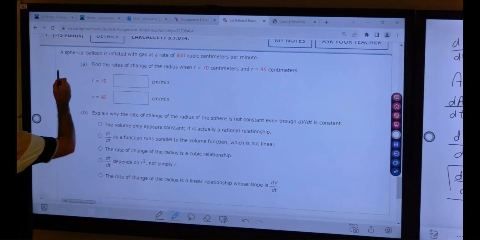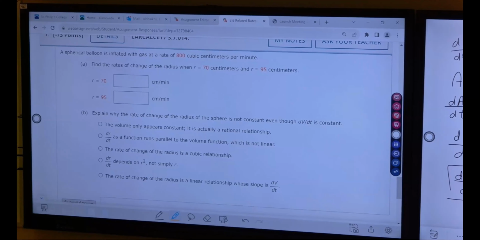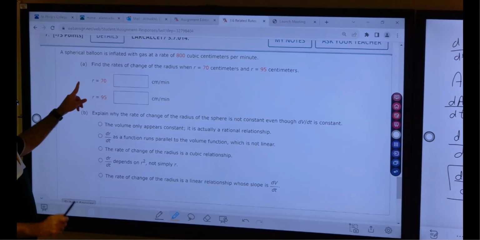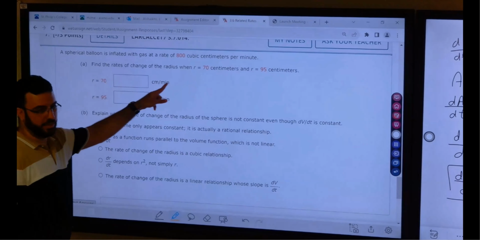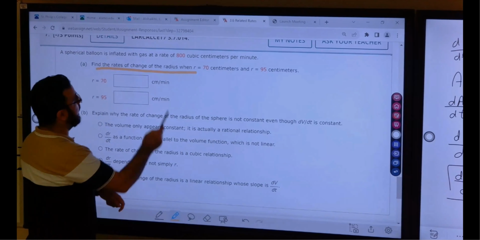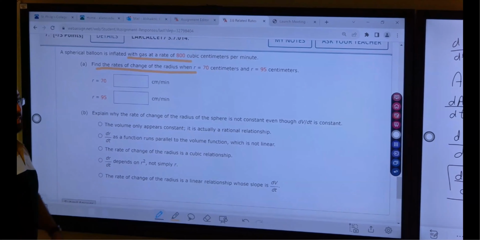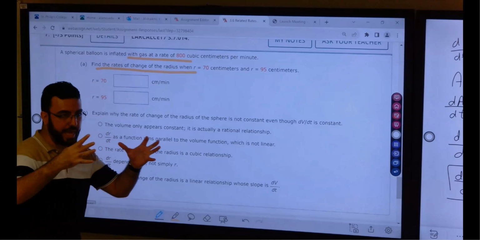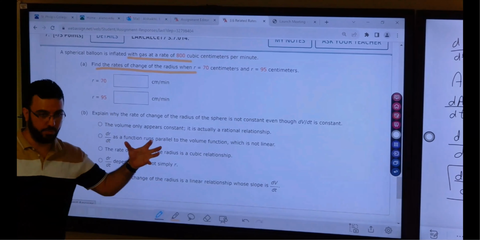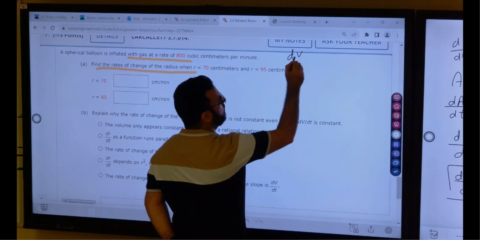A spherical balloon is inflated with gas at a rate of 800 cubic centimeters per minute. What's that when they're telling you? The volume is changing, 800 cubic. So you have two options. Find the rate of change with the radius. They're telling you here, find the rate of change with the radius. Because they fill the balloon with the gas, that means the change is going to be with the volume. So this is what we need to find: the change of volume with respect to the t.